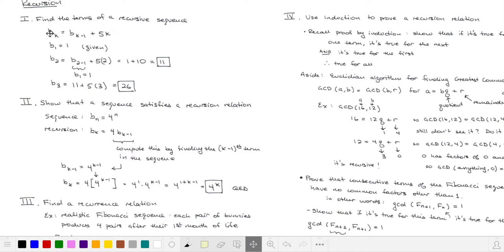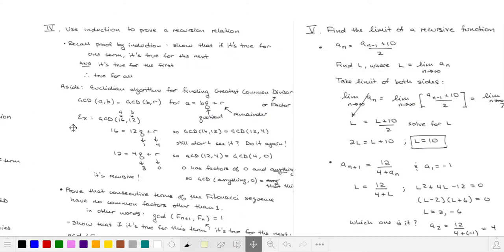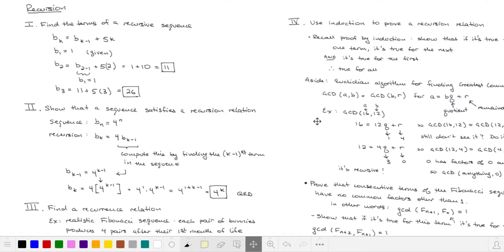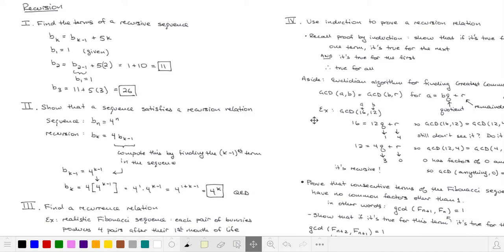So the 5 things, starting from finding the terms of a recursive sequence up to finding the limits of a recursive function. To find the terms of a recursive sequence, we first have to be given the first term. It's just like the proof by induction. You can't do anything unless you prove that it's true for the first term. We have to be given the first term.